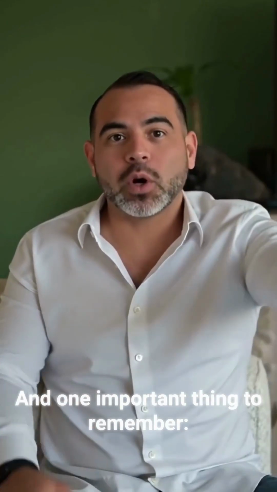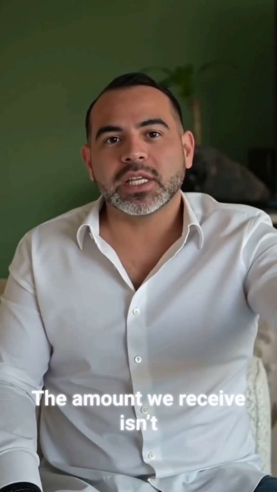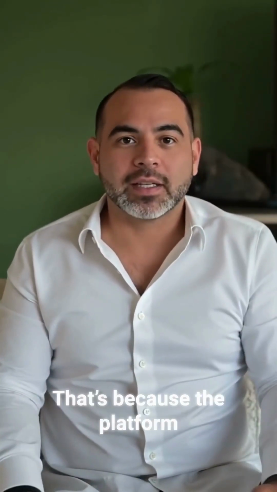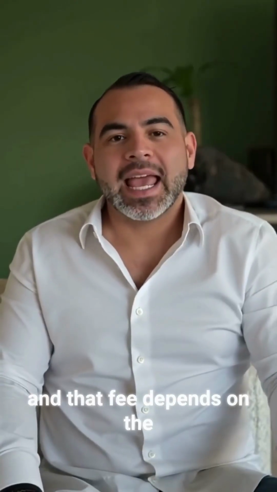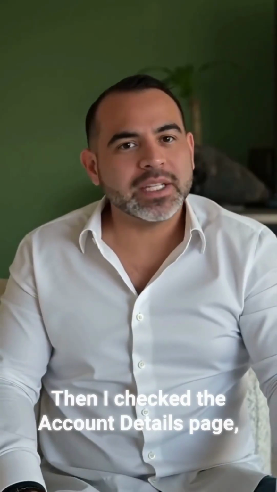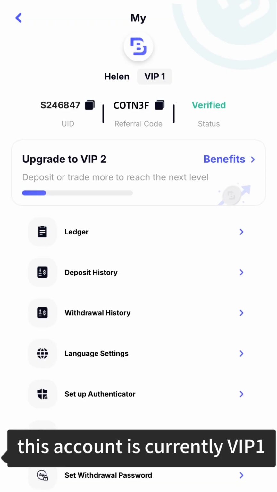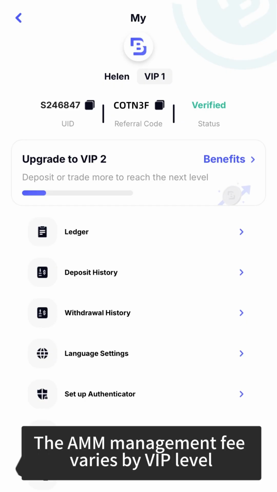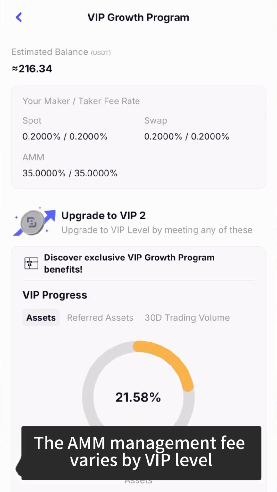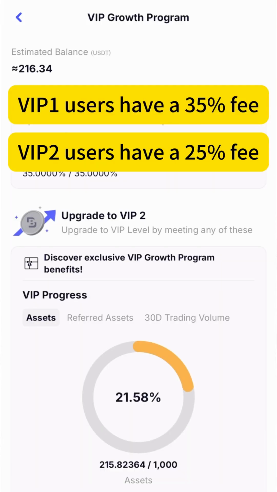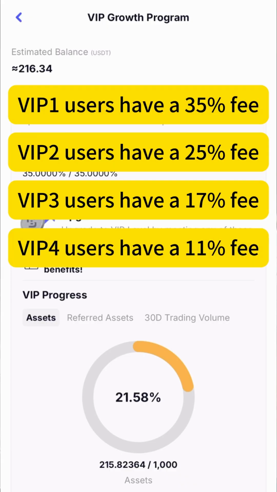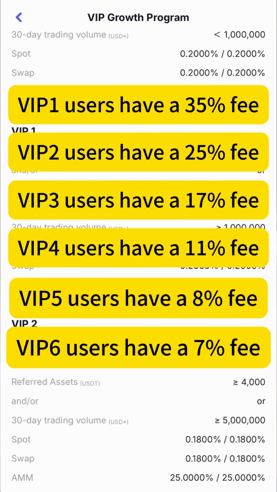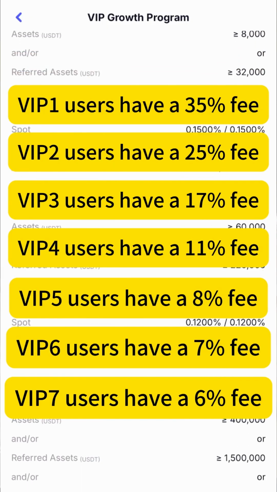And one important thing to remember, the amount we receive isn't 100% of the profit. That's because the platform deducts an AMM management fee from your earnings, and that fee depends on the account's VIP level. Then I check the account details page, and this account is currently VIP 1. The AMM management fee varies by VIP level. VIP 1 users have a 35% fee, VIP 2 users 25%, and VIP 3 users 17%.